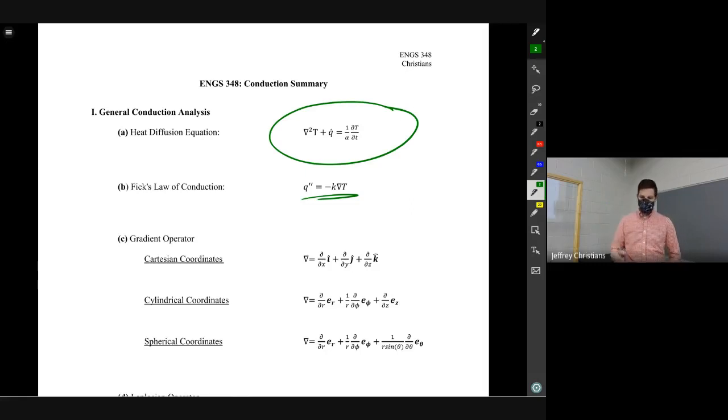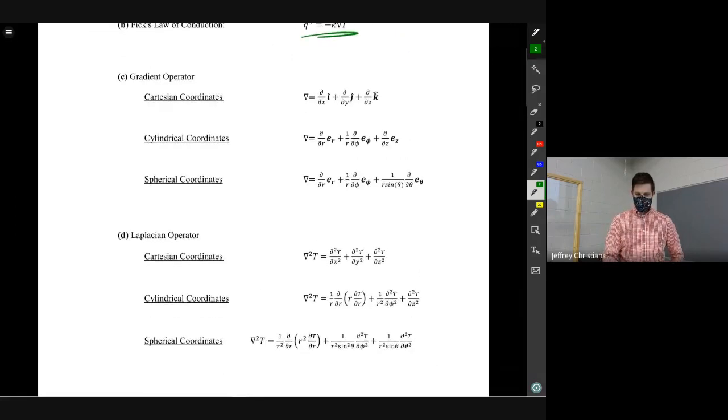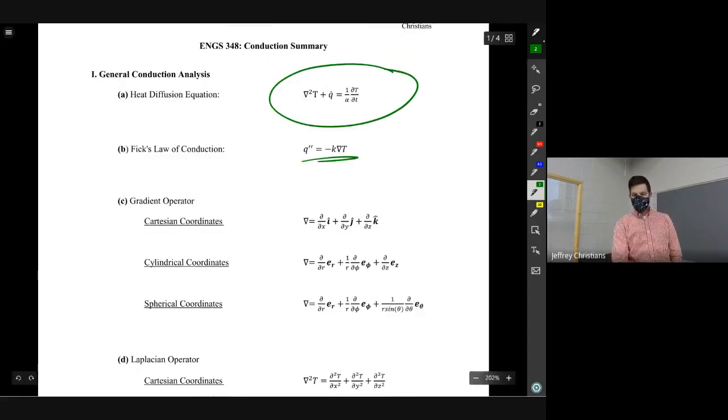I have those two written, with the gradient operator spelled out in different coordinates. The gradient operator is the one upside down triangle, and then there's the Laplacian operator, which is the double upside down triangle. So the heat diffusion equation has a double upside down triangle. Fick's law of conduction has a single upside down triangle. So one upside down triangle is a gradient. The double is what we call a Laplacian.